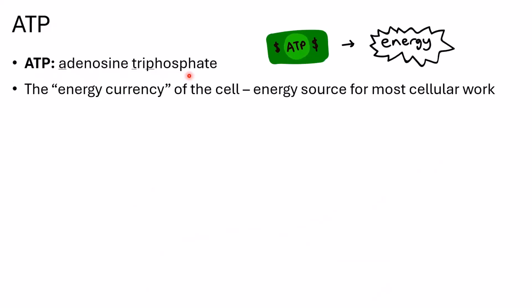Finally, let's talk about ATP. ATP stands for adenosine triphosphate and is a nucleotide. It is often referred to as the energy currency of the cell because it is often used as a source of energy when work is performed in the cell. In other words, ATP is exchanged to obtain energy needed for life to be maintained.